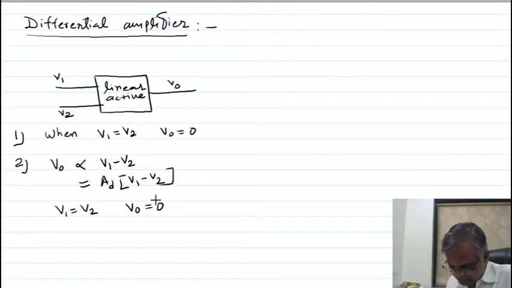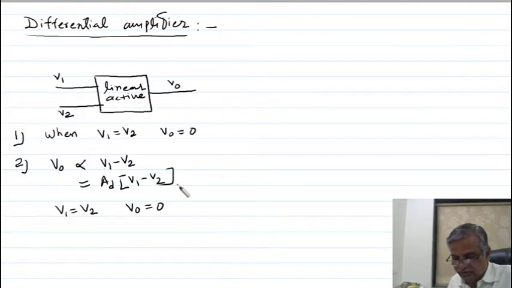This means the output of the differential amplifier depends only on V1 minus V2. Listen again, the characteristics of differential amplifier. When both the inputs are at the same level, then output is 0. Second, output depends only on the difference of the input signals. So I should write VO proportional to V1 minus V2.